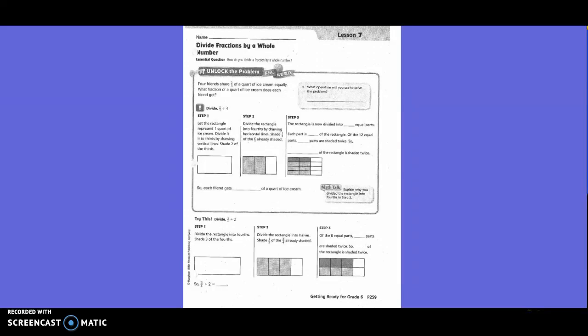Fifth grade, getting ready for sixth grade. Lesson 7. Divide fractions by a whole number. Unlock the problems. 4 friends share 2/3 of a quart of ice cream equally. What fraction of a quart of ice cream does each friend get?